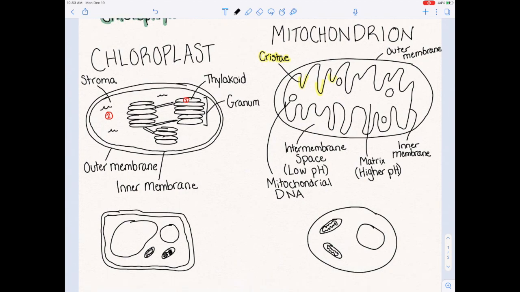This is important because the products of photosynthesis and cellular respiration are very distinct. With photosynthesis, the energy or the chemical energy product is glucose. And with cell respiration, the chemical energy product is ATP. So animal cells are not going to be producing glucose. However, they will still produce ATP.